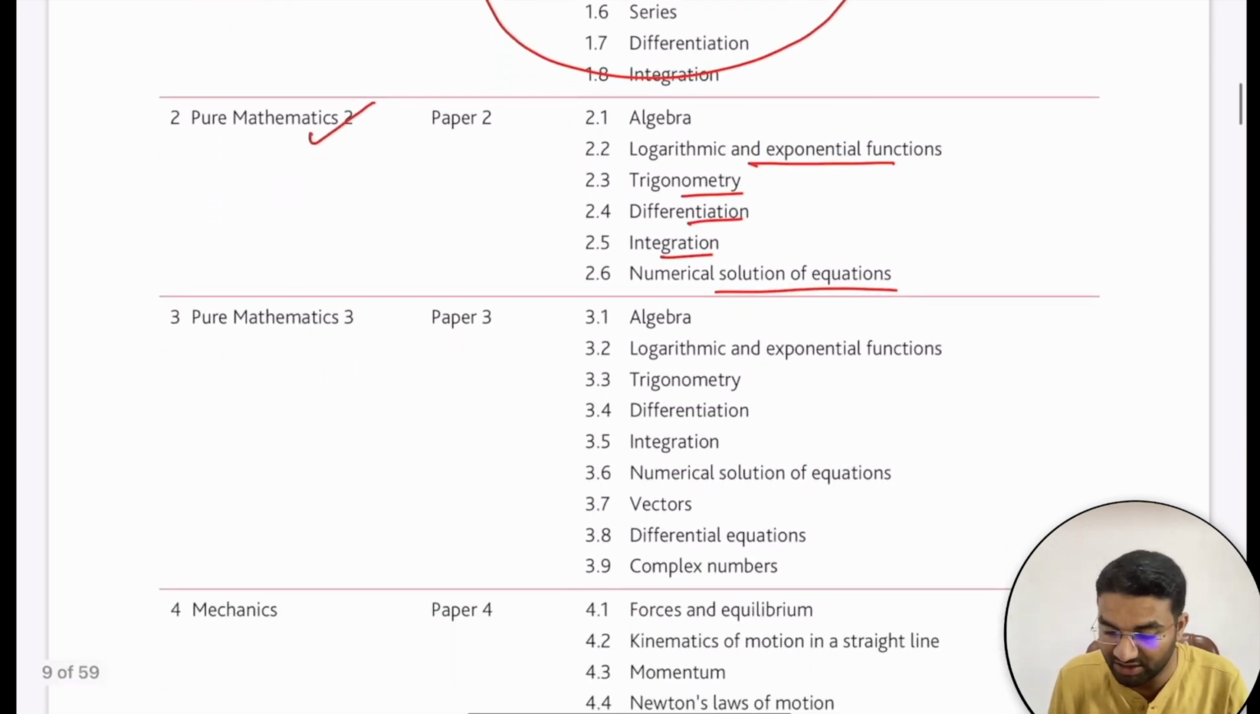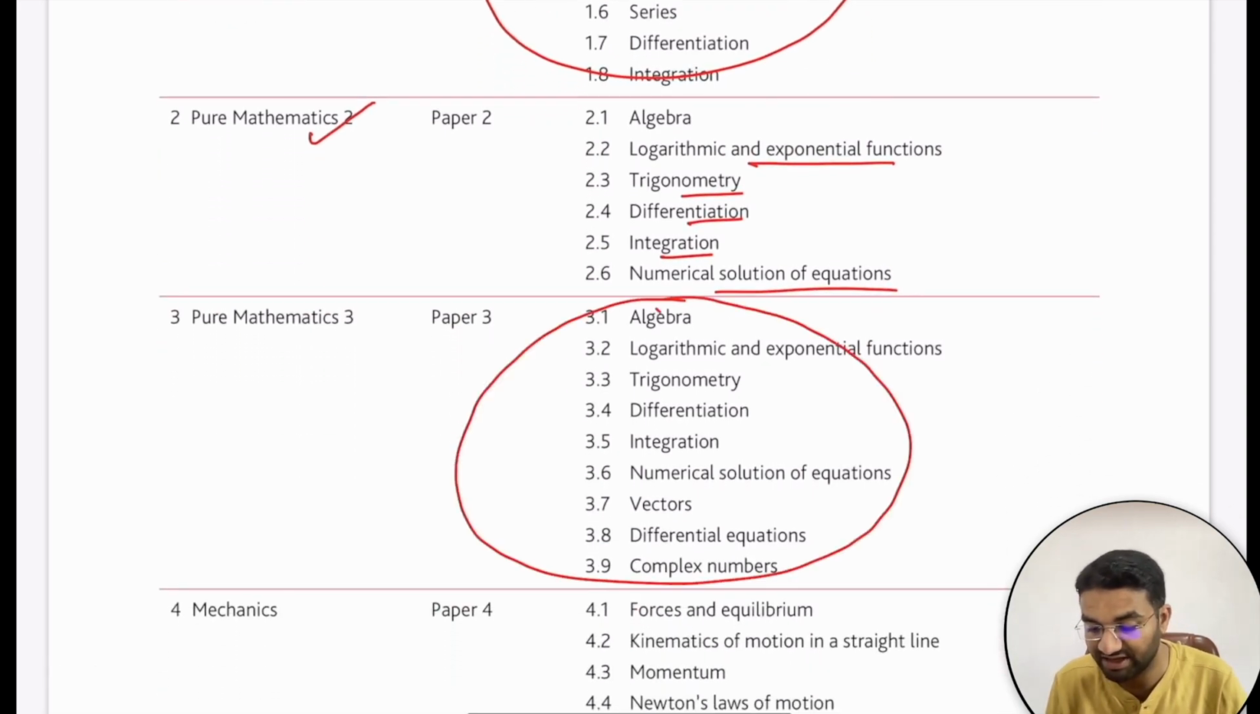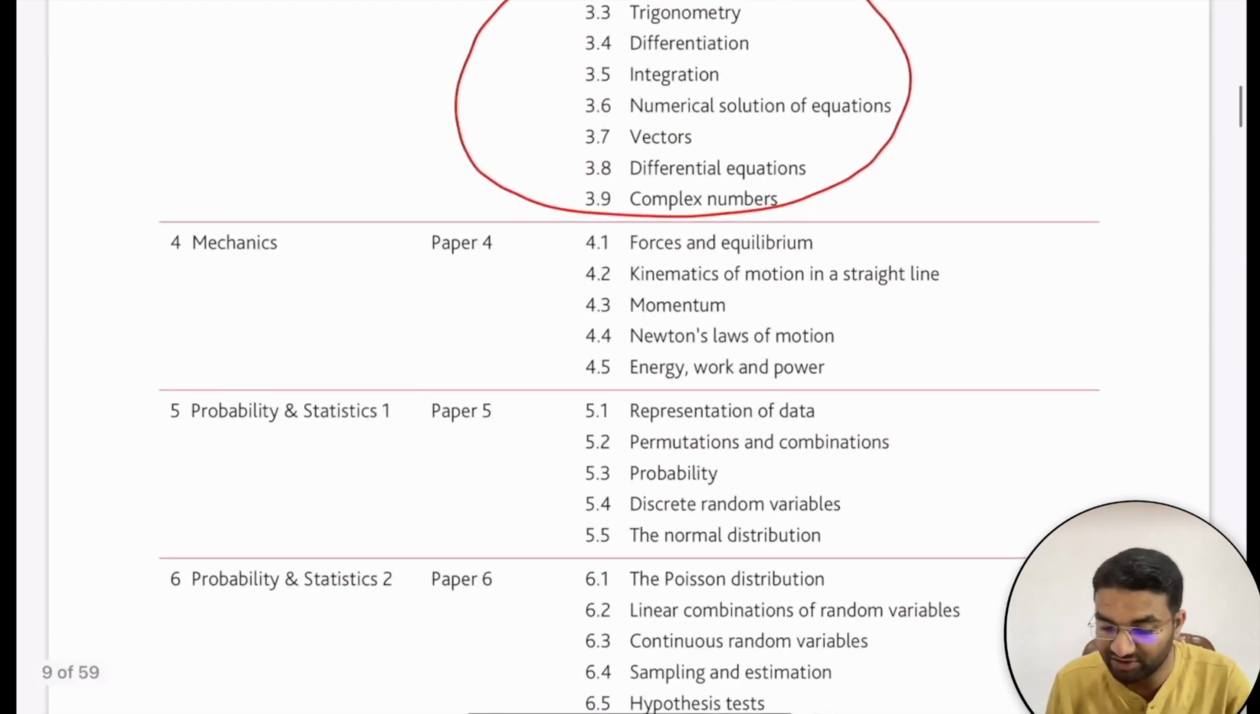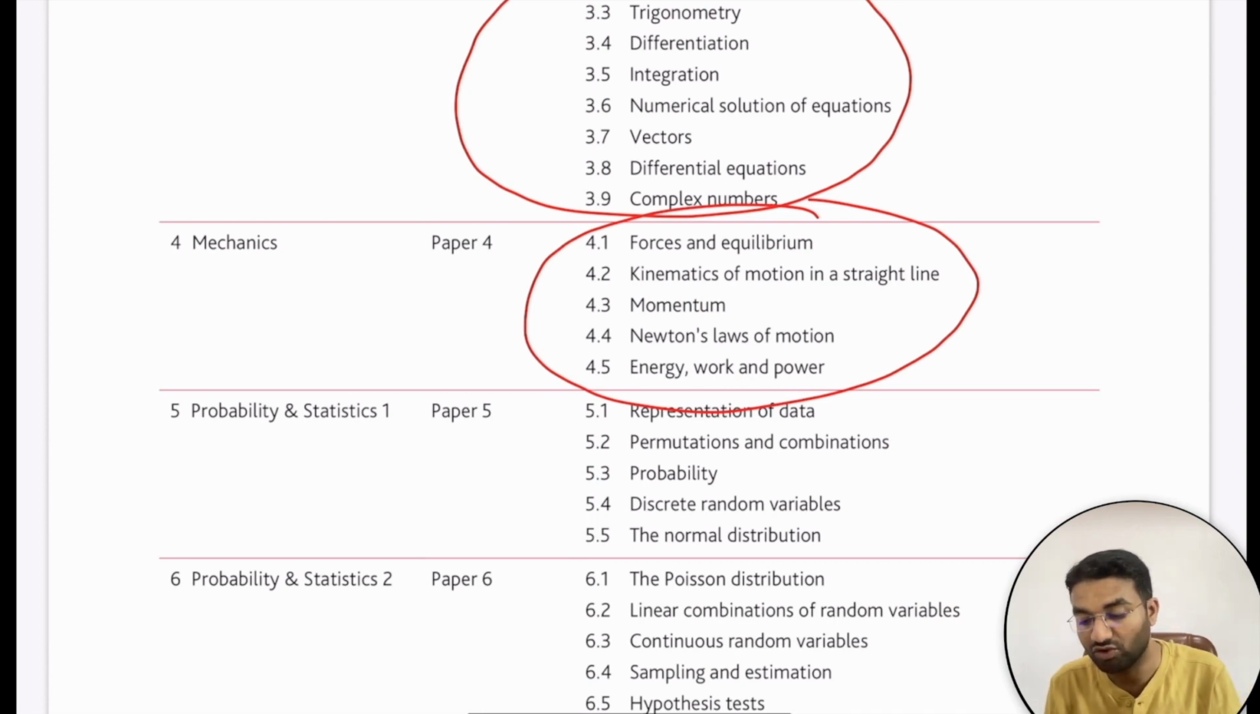Then paper 3, here you have 9 topics: algebra, logarithmic and exponential functions, trigonometry, differentiation, integration, numerical solution of equations, vectors, differential equations, and then complex numbers. Then you have paper 4, that is mechanics. You have 5 topics: force and equilibrium, kinematics of motion in a straight line, momentum, Newton's laws of motion, and work, energy, power.